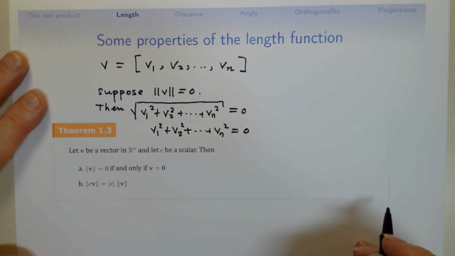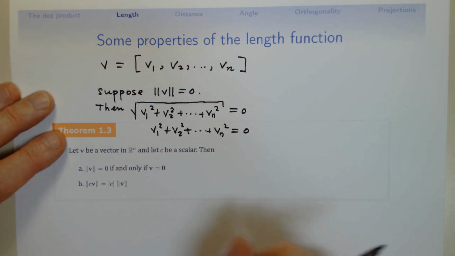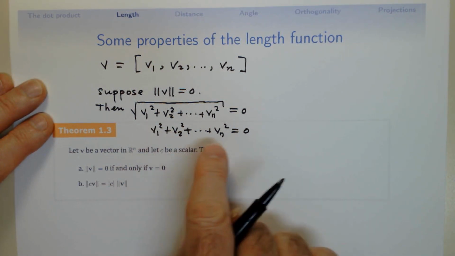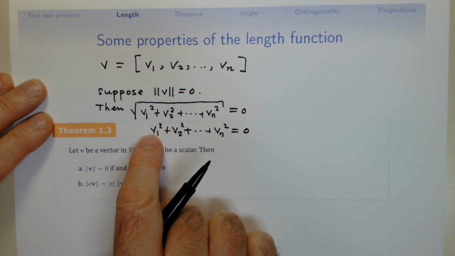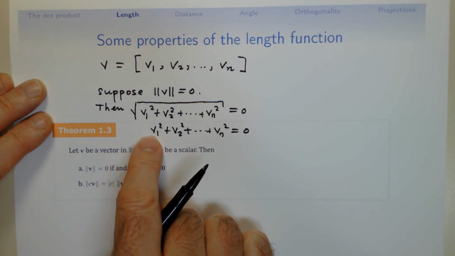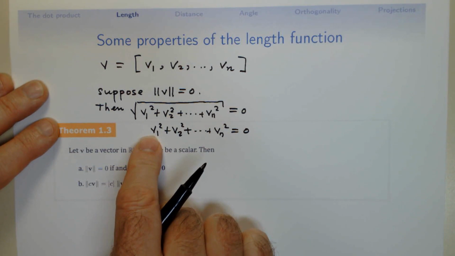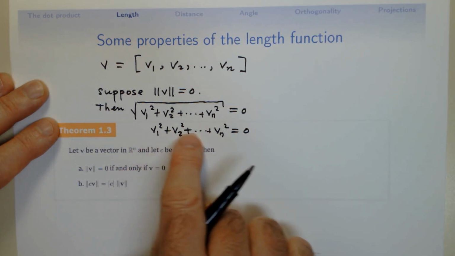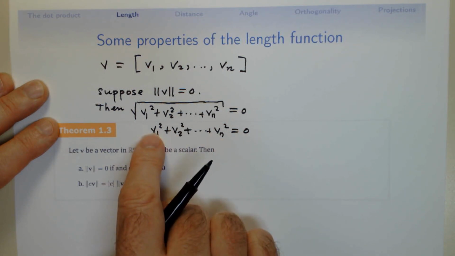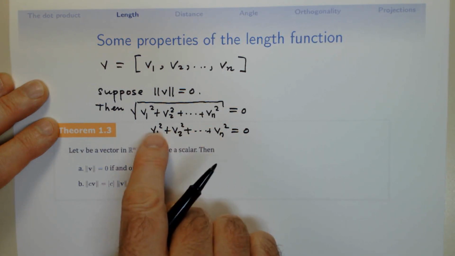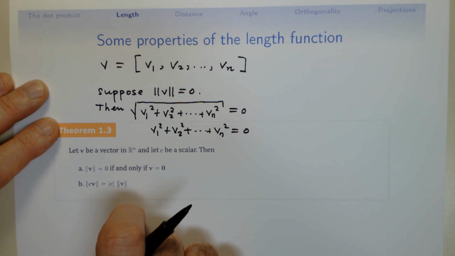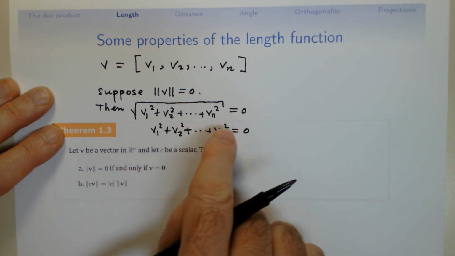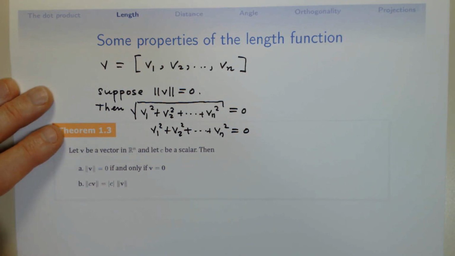Now here's the only subtle part of the argument, right? Each one of these vi squared, so v1 squared, v2 squared, up to vn squared, those are all numbers that are necessarily bigger than or equal to 0. And to say that the sum of a bunch of numbers that are bigger than or equal to 0 is equal to 0 forces each and every one of these squares to equal 0. And that means that each one of the v sub i's, v1, v2, up through vn, must itself be equal to 0.